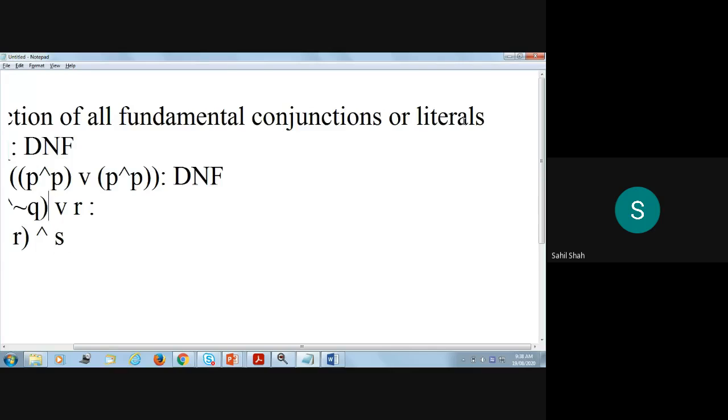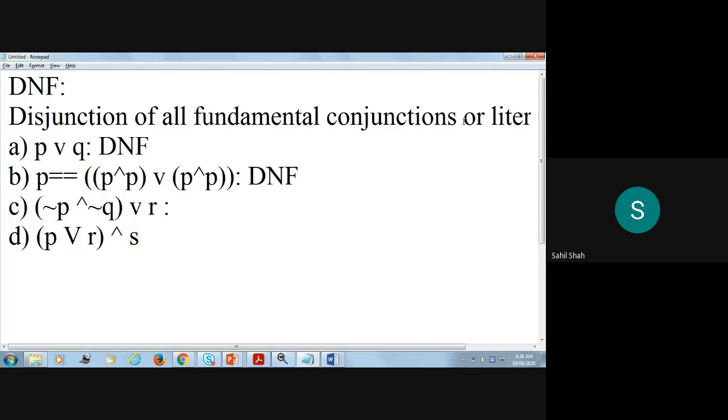So if I have to segregate this, I would say that the first one is fundamental conjunction. After or, whatever I am observing is literal. So if this is fundamental conjunction and this one is literal, and I am observing that disjunction is present in between, obviously it will be in disjunctive normal form.